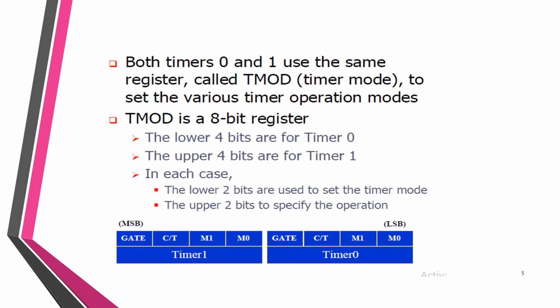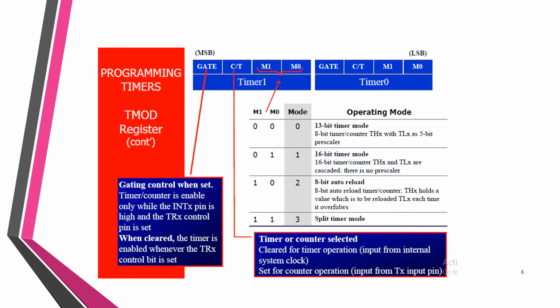Here you can see the format basically. The LSB bit is M0, then M1. Here you are going to set the mode. Then C/T, that is counter or timer, and then the gating control bit, GATE. Then M0, M1, C/T, and again GATE. So the same thing is duplicated for timer 0 and timer 1. Now here you can see it from LSB to MSB, operation wise.